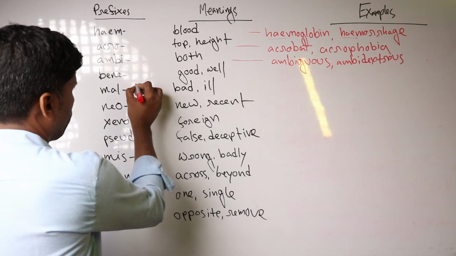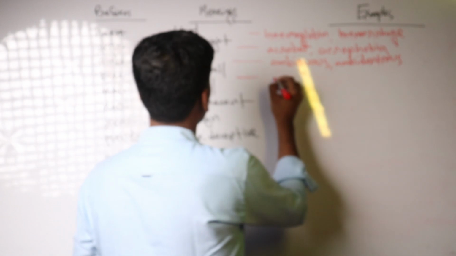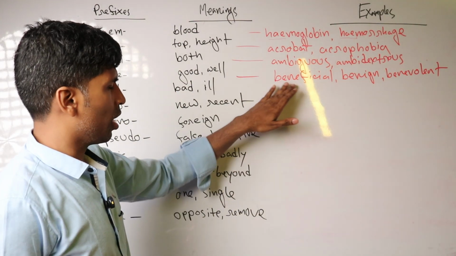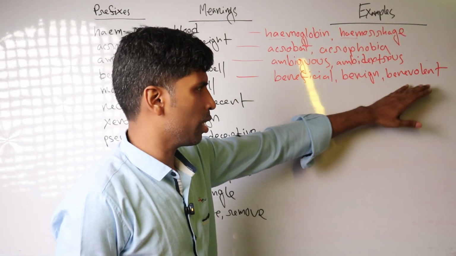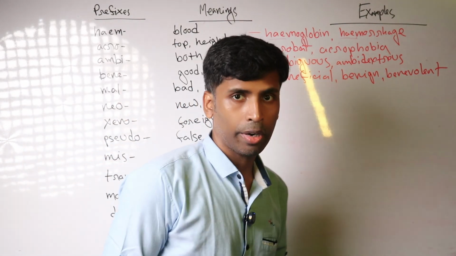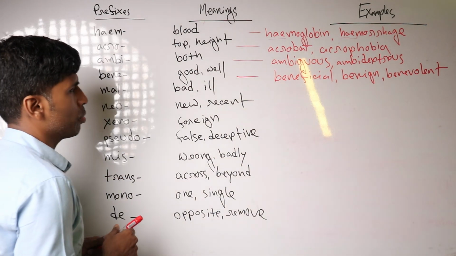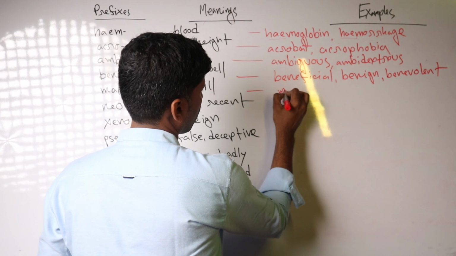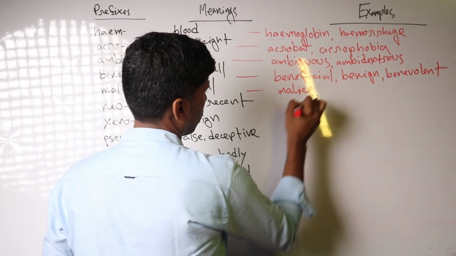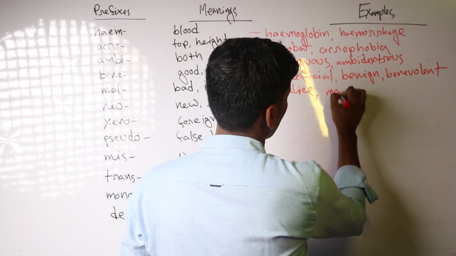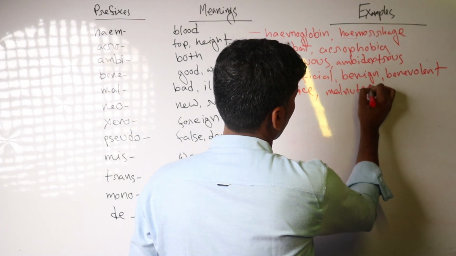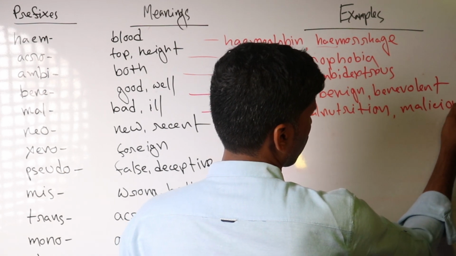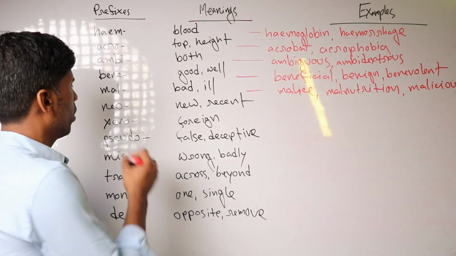Next we have bene. Bene means good. For example, we have beneficial means advantageous. Benign and benevolent have the same meaning, which is kind and caring. Next we have mal, which means bad or ill. For example, malice, malnutrition, malicious.